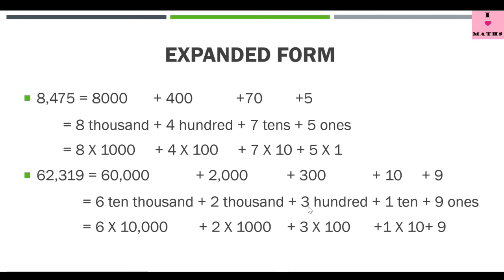2000 plus 300 is 300. Plus 10, we can write like 1 ten. Plus 9 means plus 9 ones. Okay, this can be written like this. 6 into 10,000 plus 2 into 1,000 plus 3 into 100 plus 1 into 10 plus 9. So children, today you have also learned how to write the expanded form of numbers in 3 different ways.